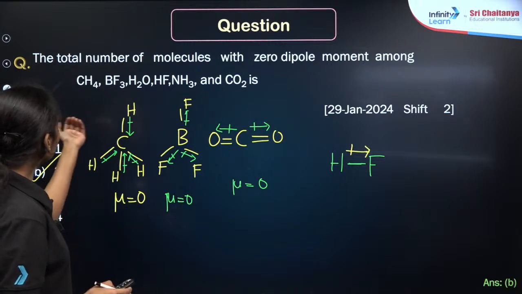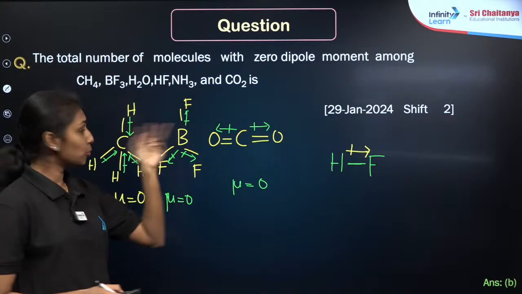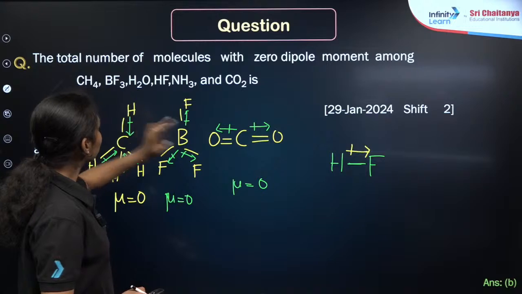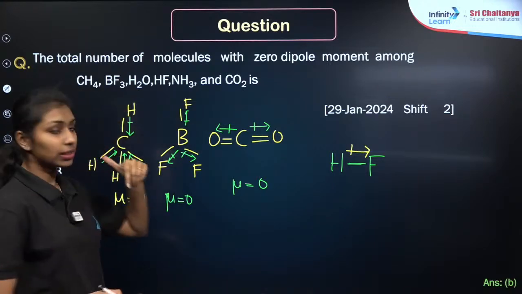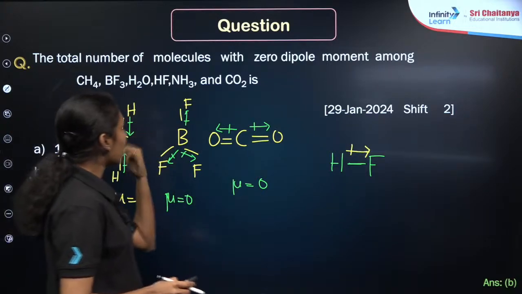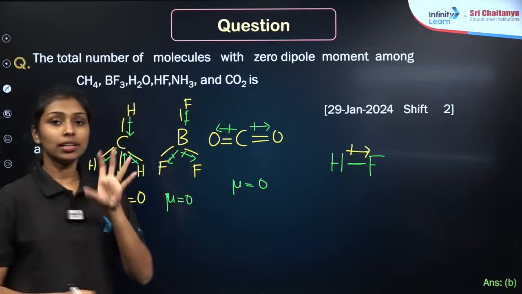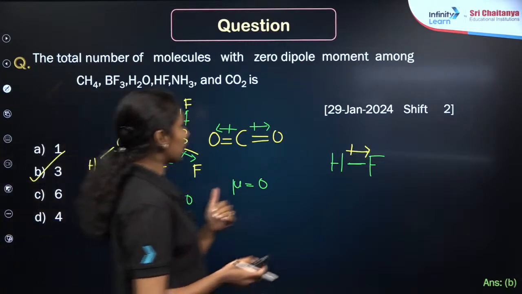Then you can calculate in the case of water molecule also. Two lone pairs are there. Then what about the others? Ammonia is also there. Due to the presence of lone pair, there will be maximum dipole moment as compared to the normal ammonia structure, right? Clear?